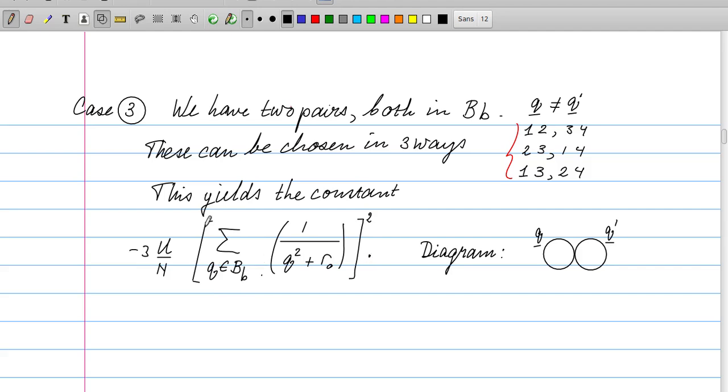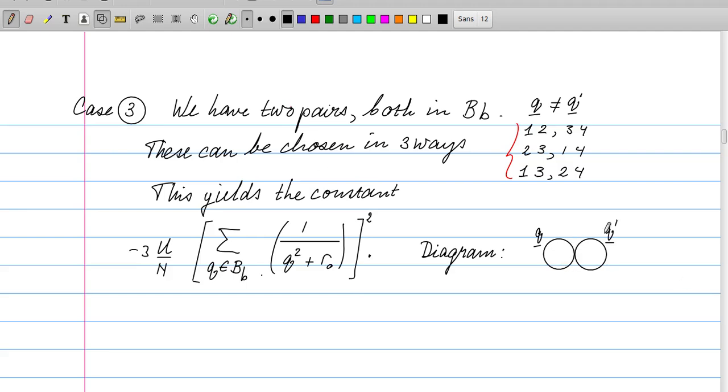So I can write it as the sum over the BB, squared. And the 3 here accounts for the 3 ways in which I can partition the 4 into 2 pairs, and we have of course the prefactor of u over n. Now if we perform this integral over the BB, then we are left with just a number. And so this term just gives us a constant, and it doesn't contain any interaction, and therefore it will not influence the critical behavior as described by the renormalization transformation. So we neglect the term associated with this diagram.